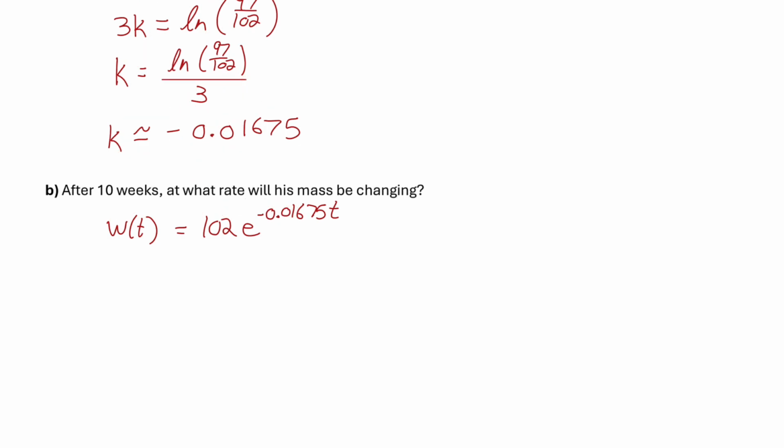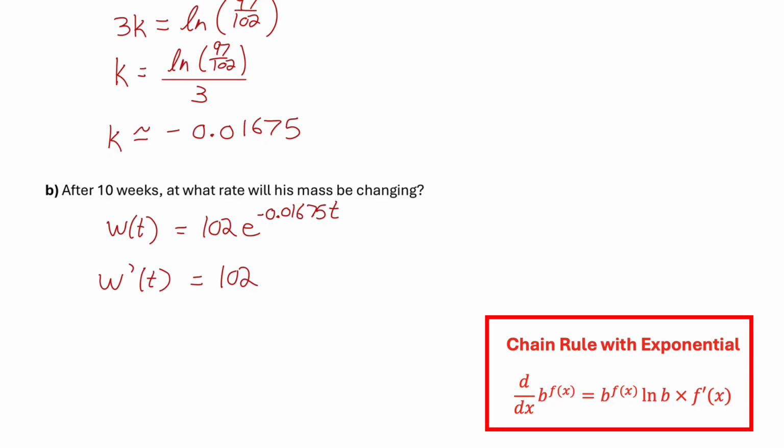Now the question says, after 10 weeks, at what rate will his mass be changing? If I want to know the rate of change, I need to use the derivative. So I'll need to find the derivative of this function and then sub in 10. To find the derivative, W prime of T, that constant factor of 102 can stay, and multiply that by the derivative of the exponential function. To differentiate that, you always start by keeping the exponential function, multiply that by the natural logarithm of the base of the power, so the natural logarithm of e, which is just 1, so we don't have to write that factor, times the derivative of the function in the exponent of the exponential function.